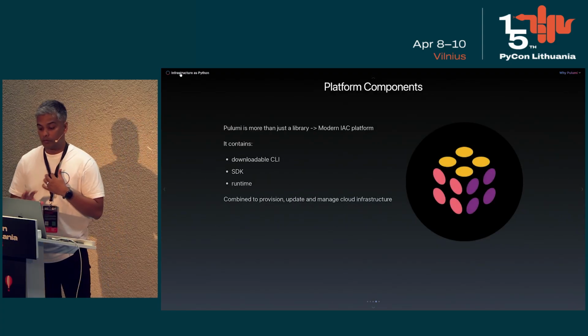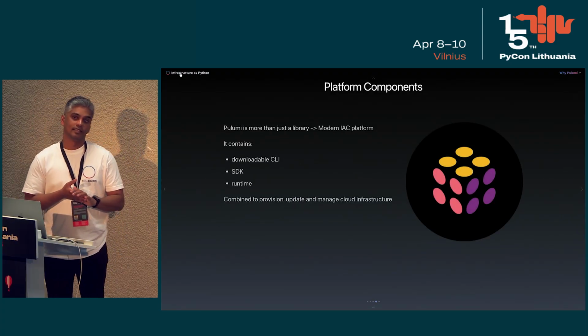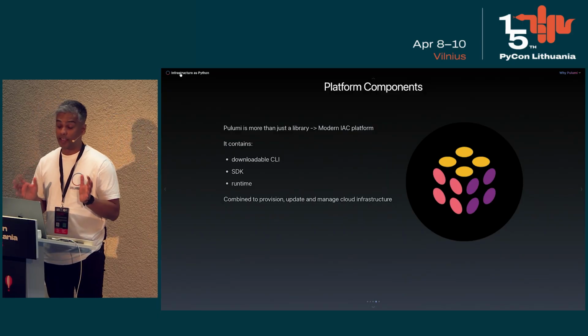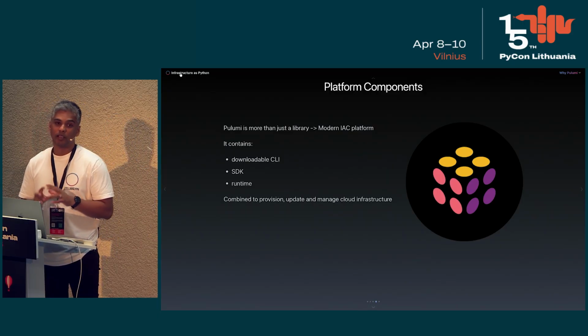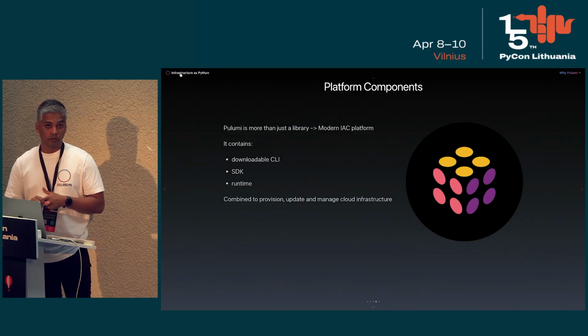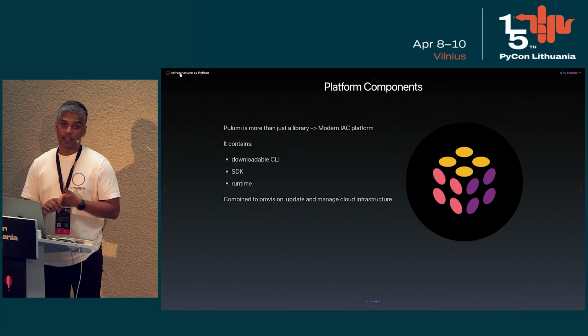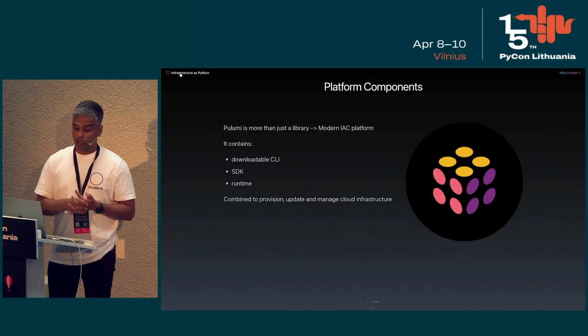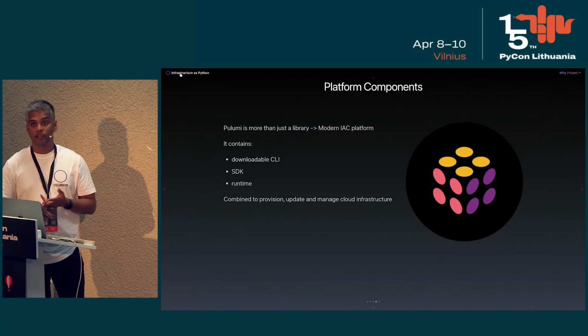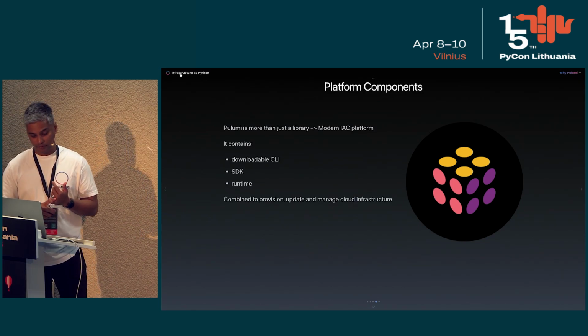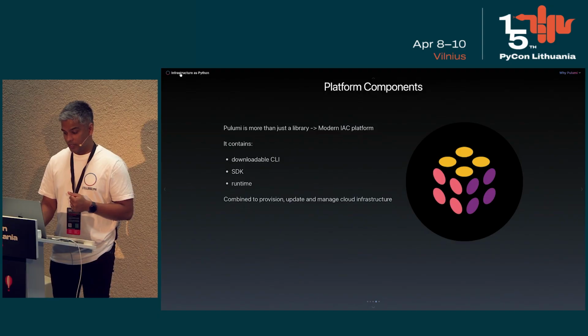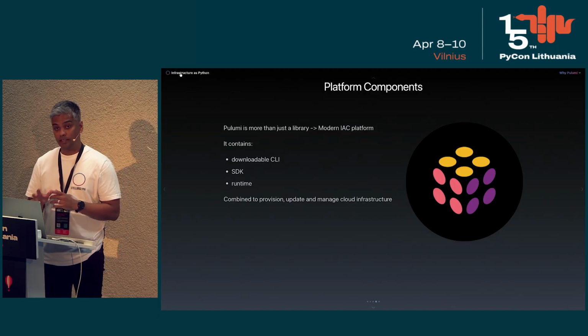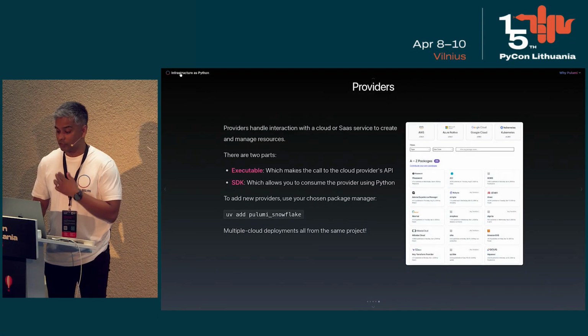Now, Pulumi styles itself as a development, IaC platform, infrastructure as code platform. What that really means is there are three components to Pulumi. There's the downloadable CLI, there's the client SDK, so you can write your infrastructure in JavaScript, TypeScript, C#, Java, Python, and I think even YAML if that sort of thing appeals to you. And combined, these three things allow you to provision, update, and manage your cloud infrastructure.